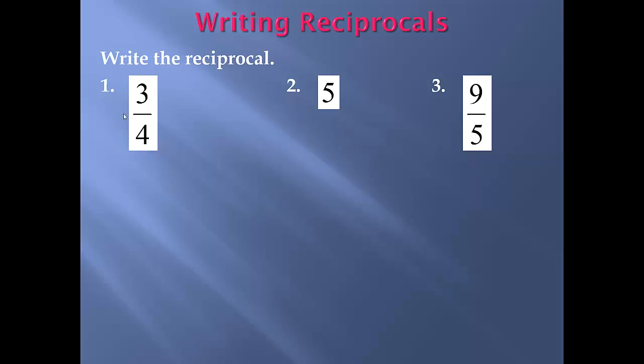So for number one, we have a fraction. We have 3/4. So when we flip it over, that means the 4 becomes the numerator and the 3 becomes the denominator. So our reciprocal would be 4/3.